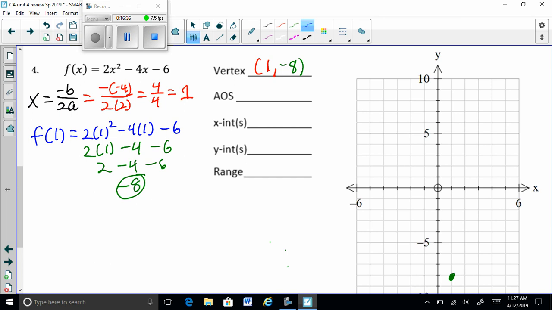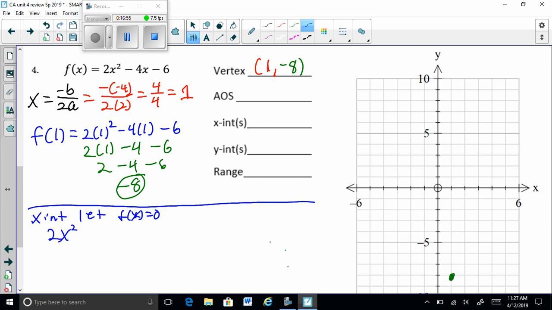Same deal with the x-intercepts. If you want to find those, it shouldn't really be all that bad. Basically, you're going to let f of x equal 0. So we'll end up with 2x squared minus 4x minus 6. You set that equal to 0 to solve. And you might notice you can make your life a little bit easier when you're solving this. Just divide both sides by 2.